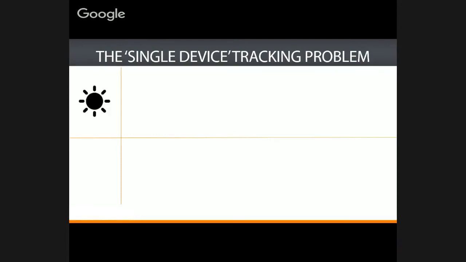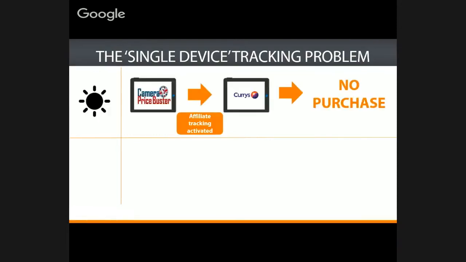In the morning, this would be a common journey. On the train, a user on their iPad goes to a publisher site, in this case, Camera Price Buster, and clicks through to Currys. At that point, the click-through, some affiliate tracking is activated to know that that journey has taken place from a publisher site to an advertiser site. But as is quite common, on the iPad, on the train, squished between lots of other commuters, no purchase takes place at that time.